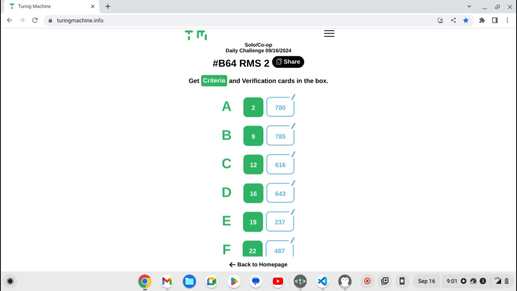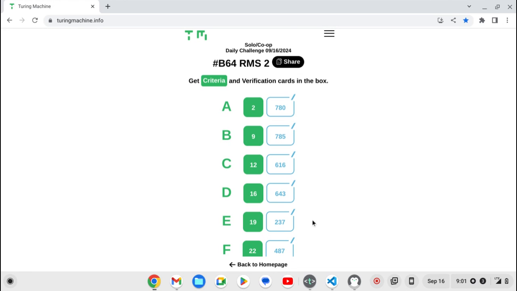Let's begin. Today is September 16th, 2024, and we're solving the Daily Turing Machine Puzzle. Today's puzzle uses the following 6 criteria cards: criteria card 2, 9, 12, 16, 19, and 22. And the puzzle uses the blue verification cards. The code above is your way to get more information on today's puzzle by searching the code on turingmachine.info. Let's go solve.